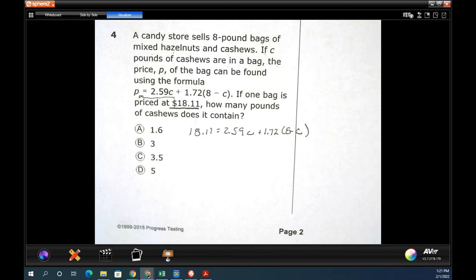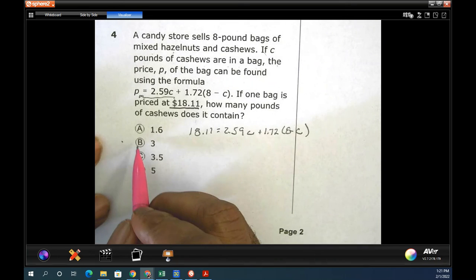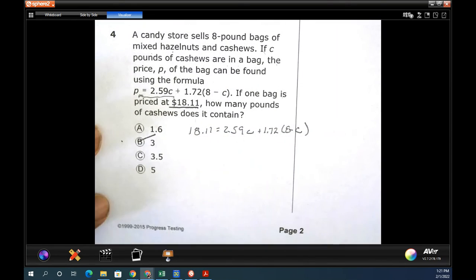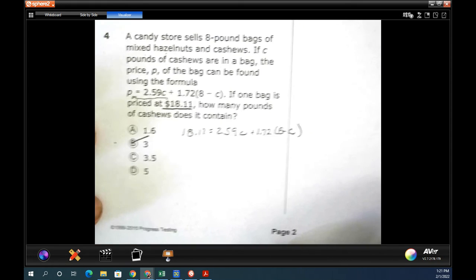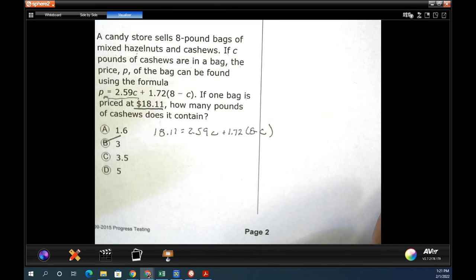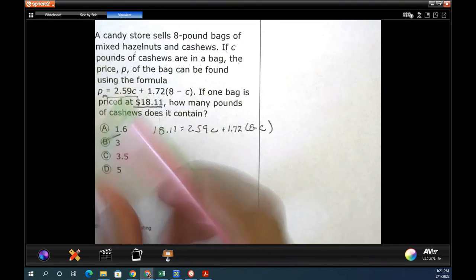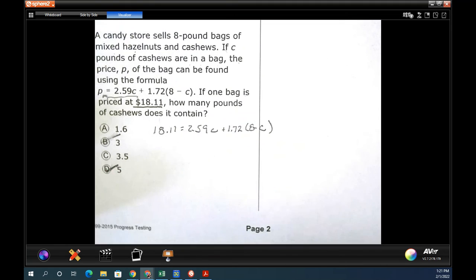What'd you get? What did y'all get? Nobody's got an answer? B. Should have gotten, what'd you get, Joseph? You got 5? Oh, D, my bad. I was just guessing. Thought it was, yeah, 5. That's the answer. All right, last one, real quick.